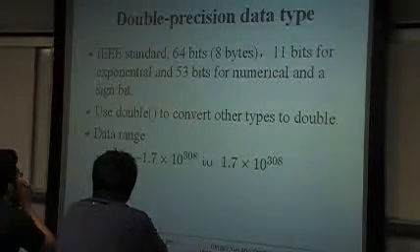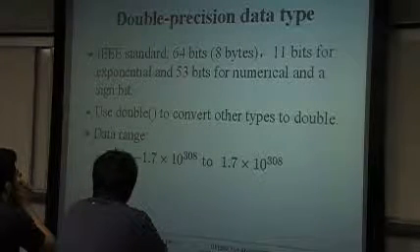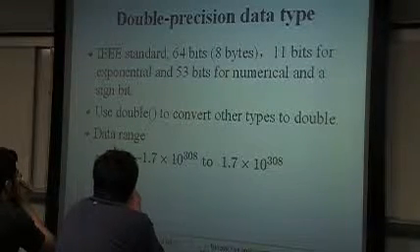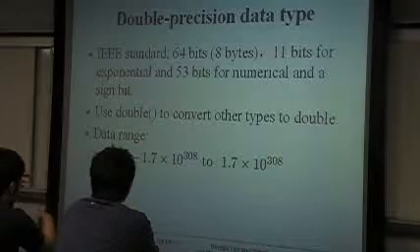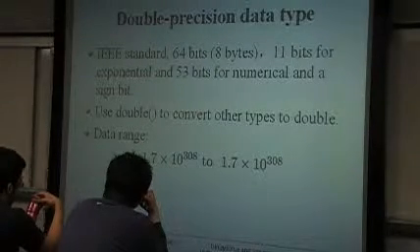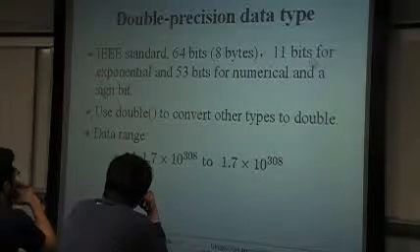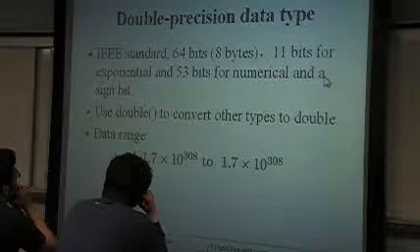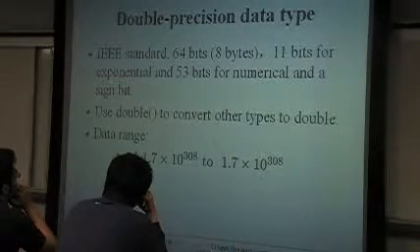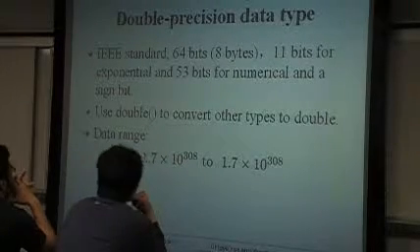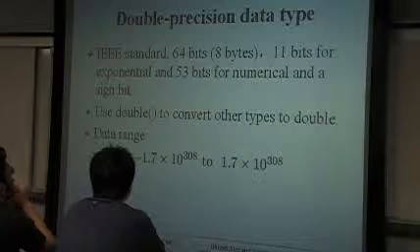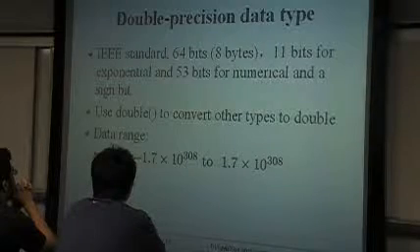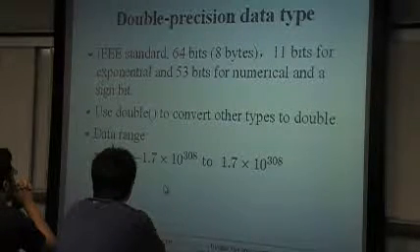The double precision data type, which is used in numerical computation, is a 64-bit data type, 8 bytes. It is under the IEEE standard. So we have 11 bits for exponentials, 53 bits for numerical numbers, and 1 sign bit. And if a number is not given in double precision data type, we can use the double command to convert it to double precision data type. And the data range is something like this. You do not have to memorize all this.